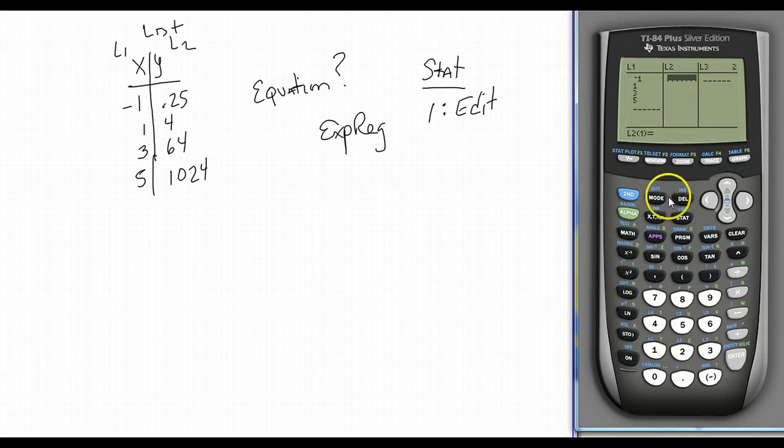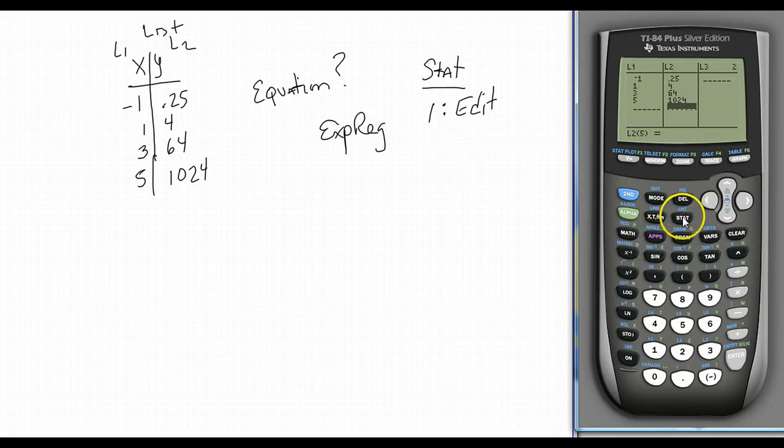And now we're going to enter the other numbers. 0.25, enter. 4, enter. 64, enter. And 1024, enter. Now if you've messed any of these up, what you can do is just back up and then just retype it. That's not that big a deal. So now we have our list typed in.